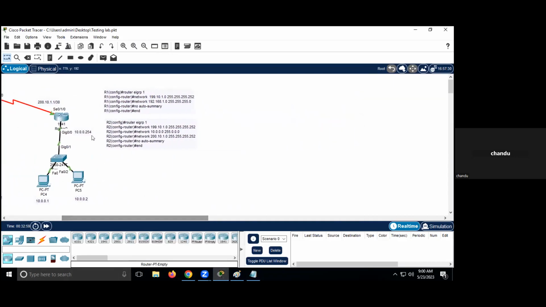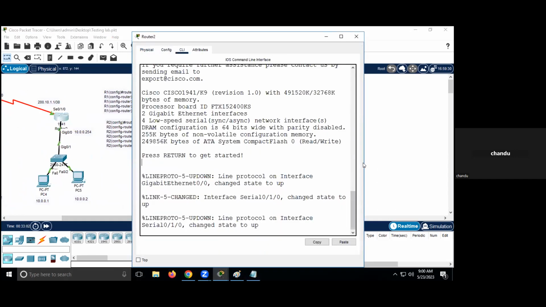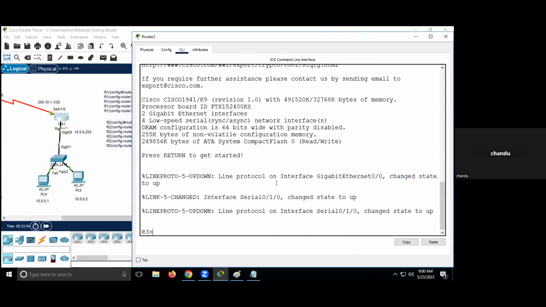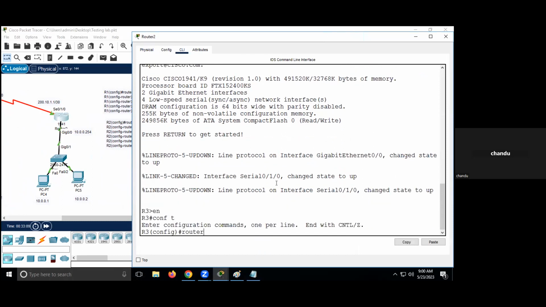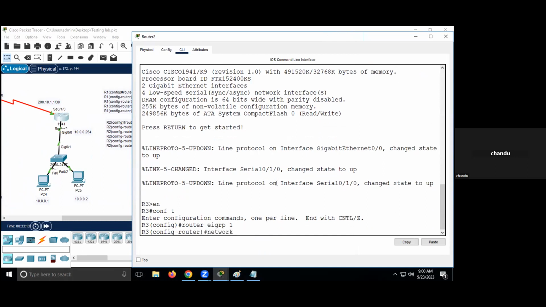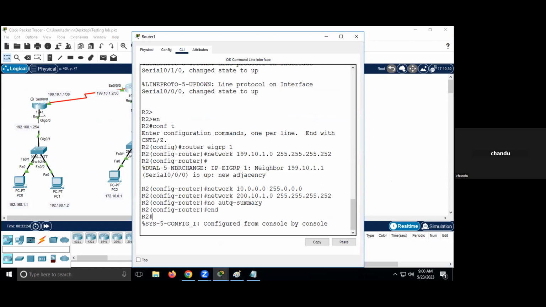Second, router 3, router EIGRP 1, network. Let me show one mistake. Router B does not have 10, that is 172. So wrong advertisements if you have done.